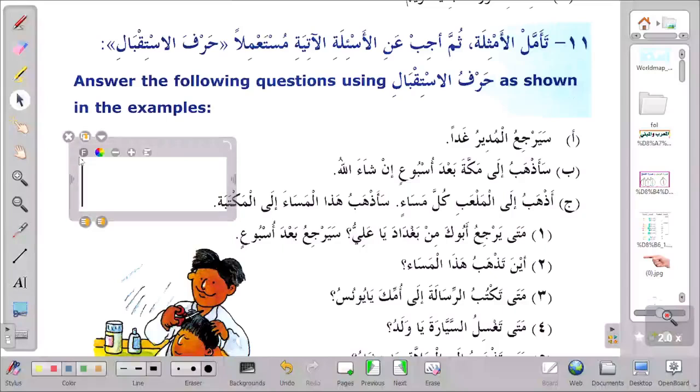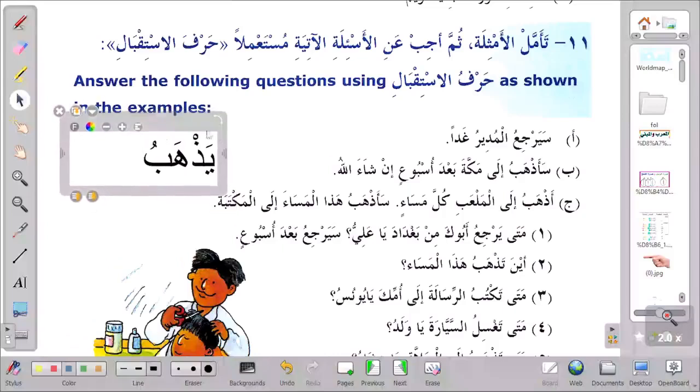So let me give you an example. Observe something. If I see yazhabu, you see yazhabu. Should I put the vowels on them? Let me put them, but inshallah we will stop putting the vowels because by now we should be able to read without the vowels. So you see yazhabu here on the screen. Yazhabu means he is going. But if I want to say he will go in the future, I'm going to add something to it, and that is what we call the harful istiqbal.